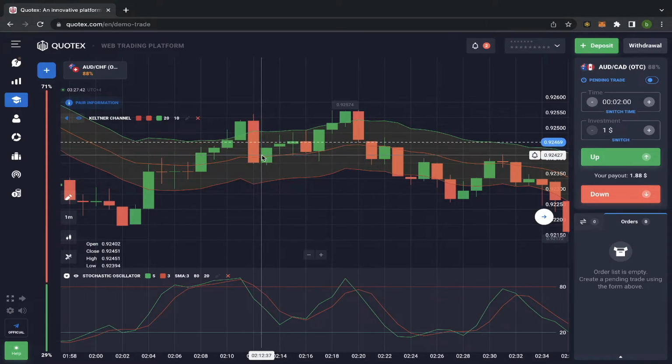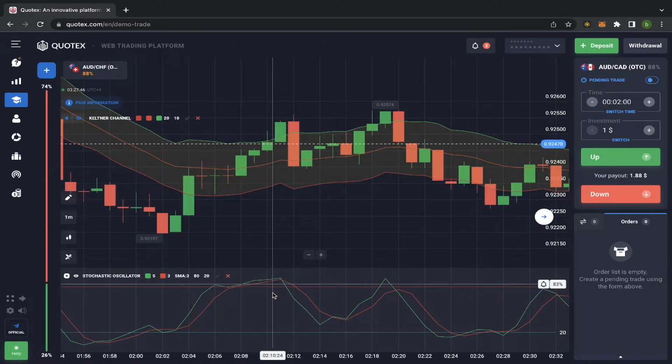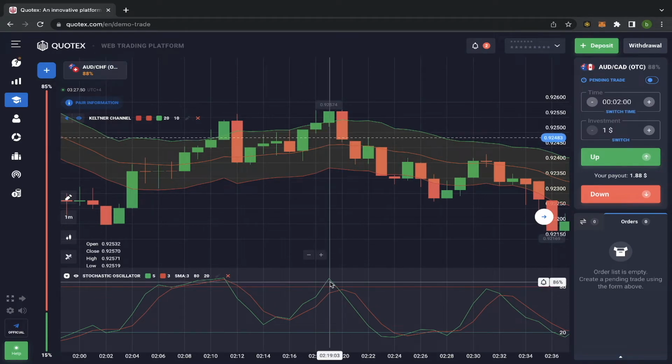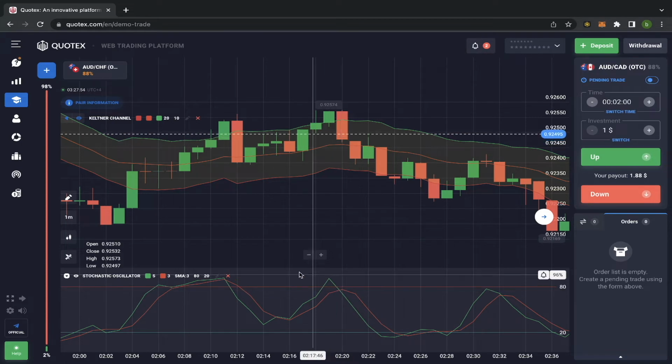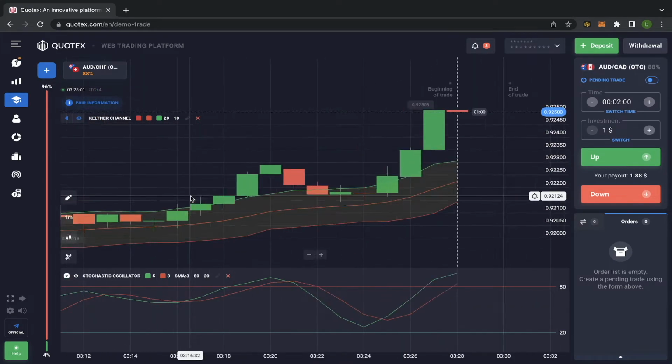So I'll just confirm this again. You have to wait for both the green and the red lines to cross up. If you see a scenario like this, where the green line has only gone up but the red line did not, you have to ignore these kinds of trades. You have to only take a trade when both the lines are above. You can see a breakout, the green goes down, you go for a sell.